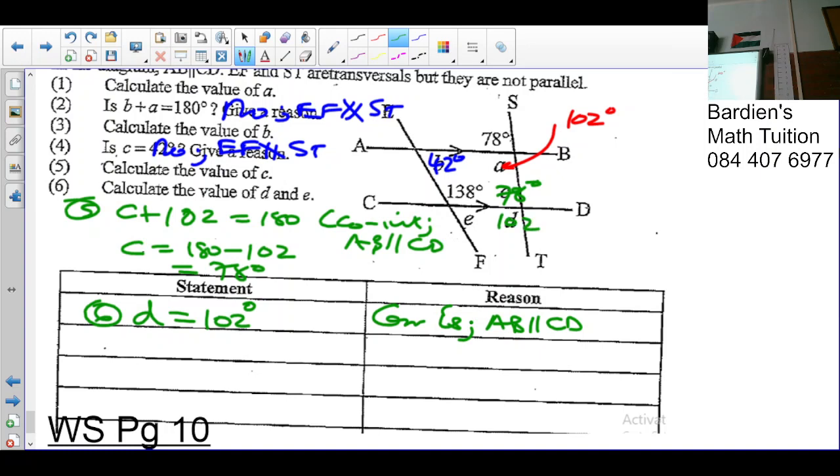Are you going to calculate E? Also corresponding. Or how else could I have worked out E? Again, angles on a straight line, which is 138 plus E is 180. So the corresponding, of course, is easier, no? So no calculation involved there. So E is equal to 42 degrees. Corresponding angles with AB being parallel to C.